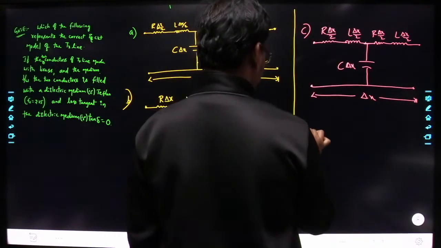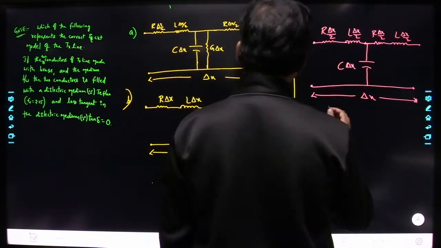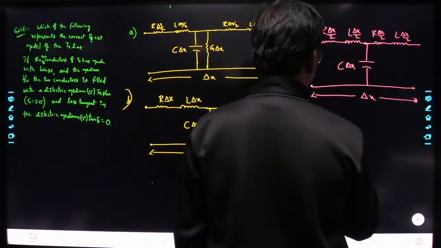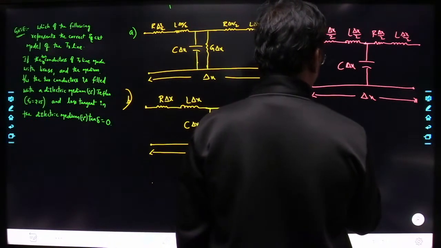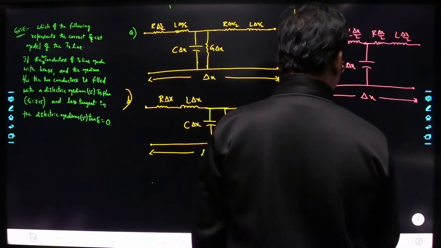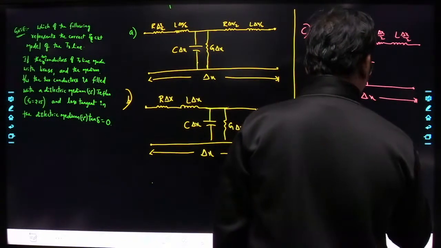Next, option D. In option D, they have given L delta x, C delta x, Z delta x.